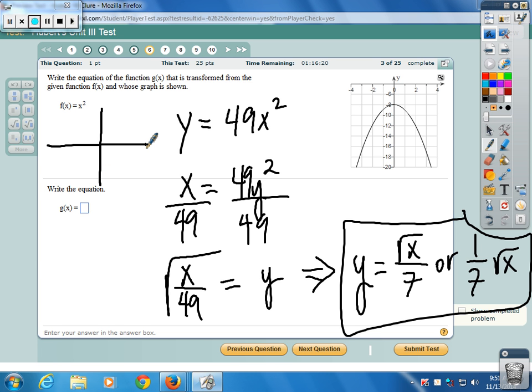All right, now the 49x squared is that? That's not right. Did I not do something right?